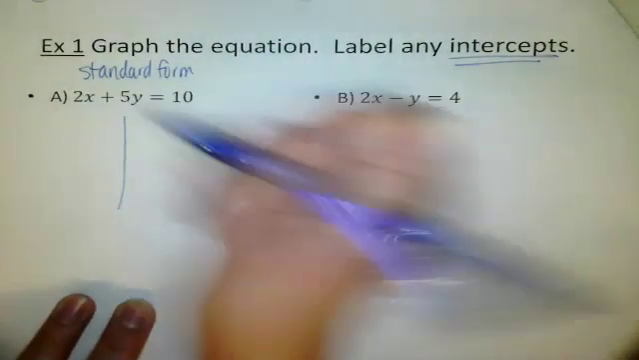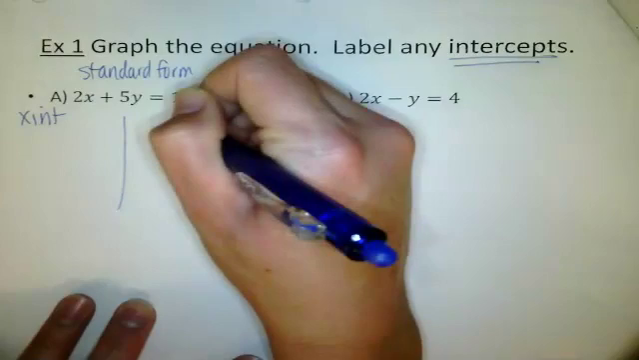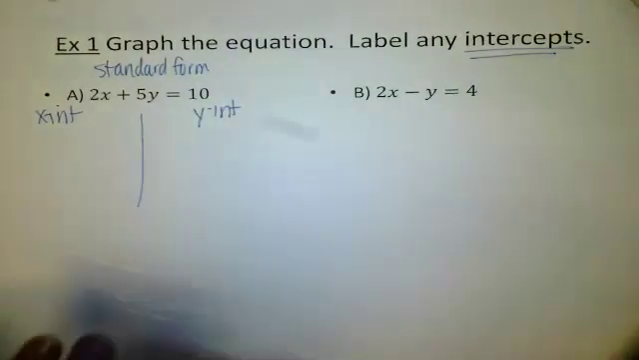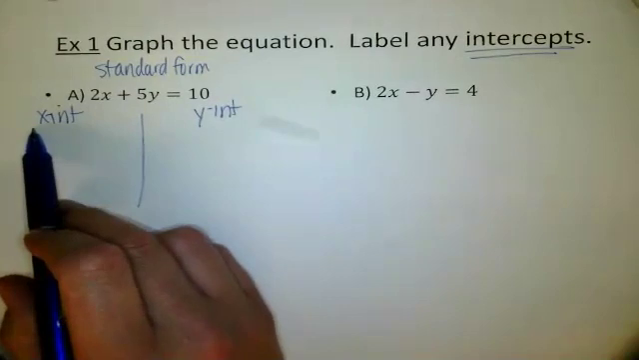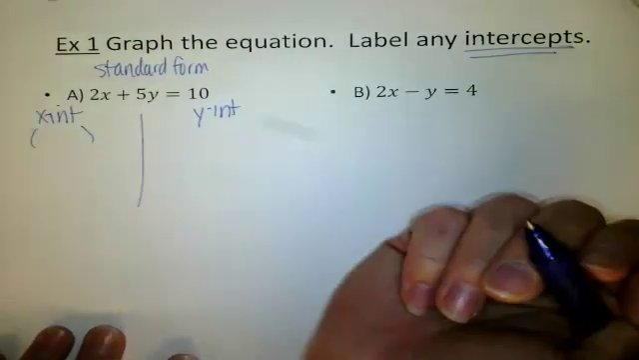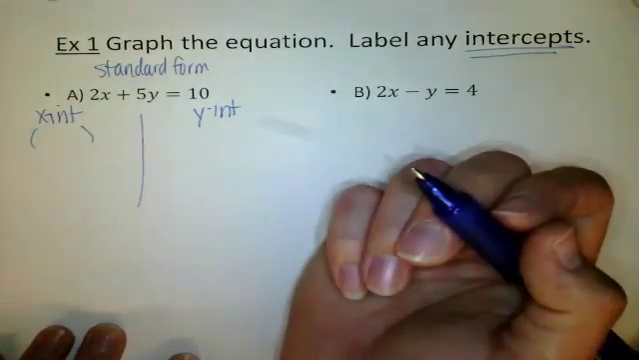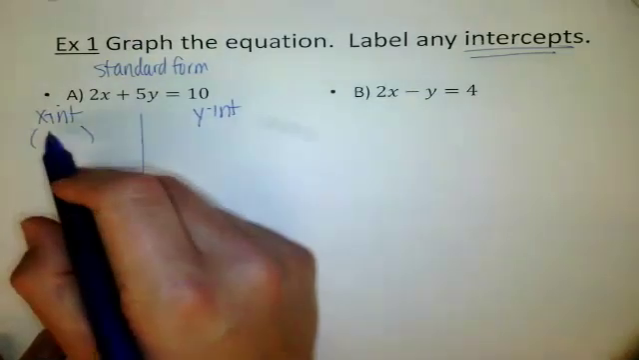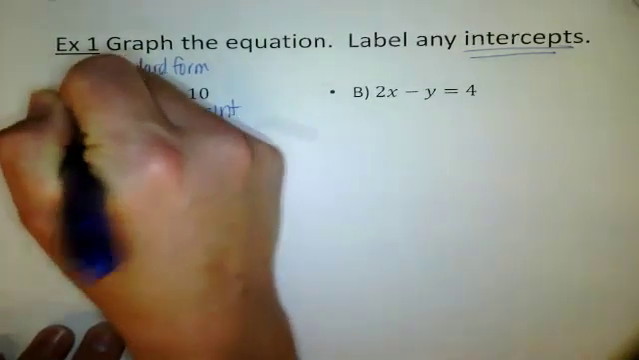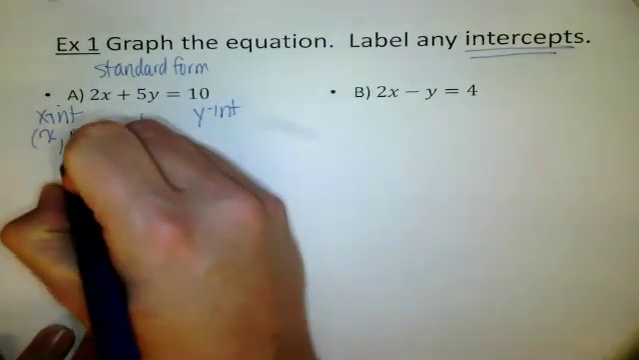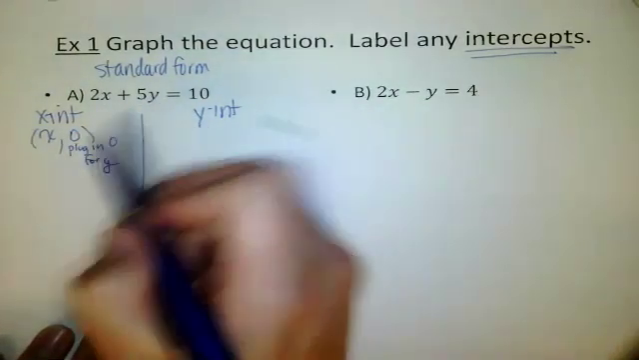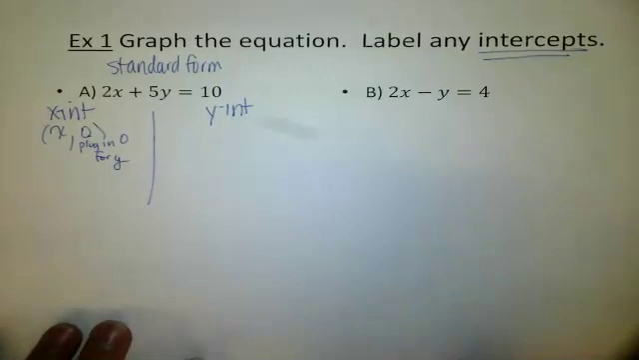So I'm going to do two things. I want to find the x-intercept, and I want to find the y-intercept. How do I find the x-intercept? What was that ordered pair? Look at your notes. What did we just write down? What was the ordered pair for that x-intercept? X comma 0. That tells me to plug in a 0 for the y. That's what that ordered pair means.